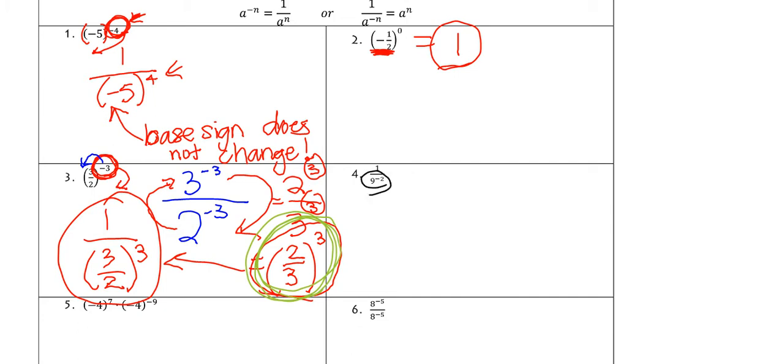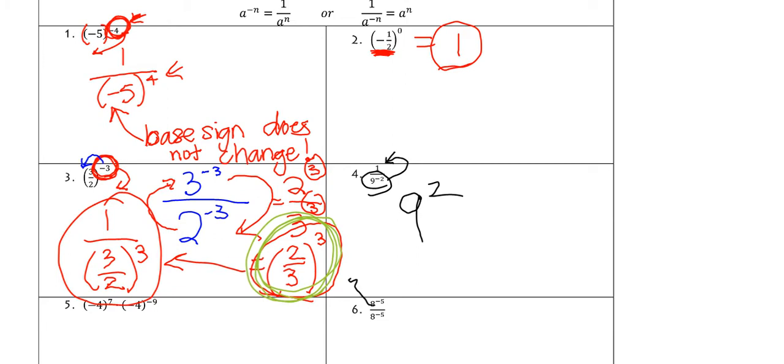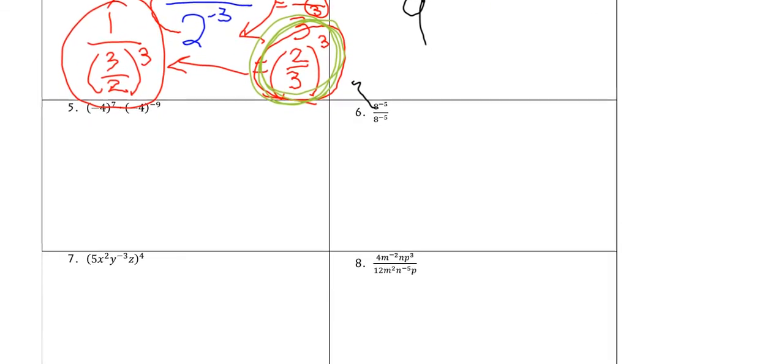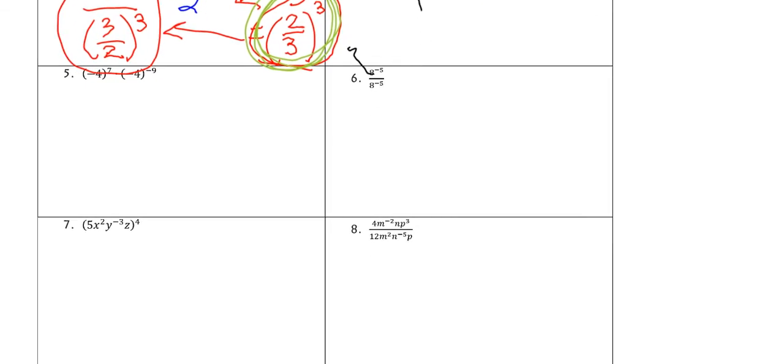Number 4, we have 9 to the negative 2nd power. So to get rid of that negative 2 exponent, the 9 base will go on top and a positive 2 exponent. Number 5, negative 4 raised to the 7th power. As you see here, the 7 is already positive. So we're going to keep that negative 4 raised to the 7th power right where it's at. Okay, that's good. We already have a positive exponent.